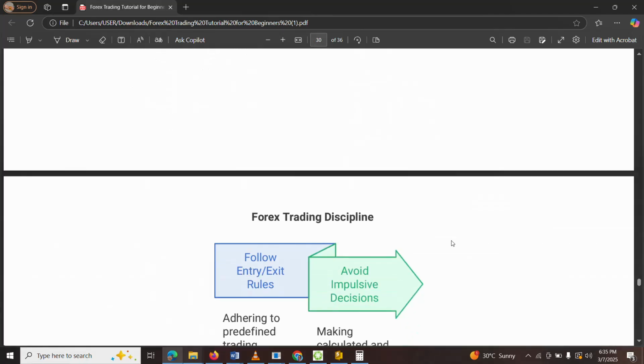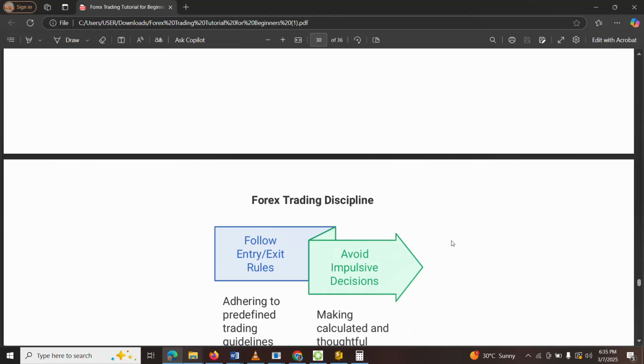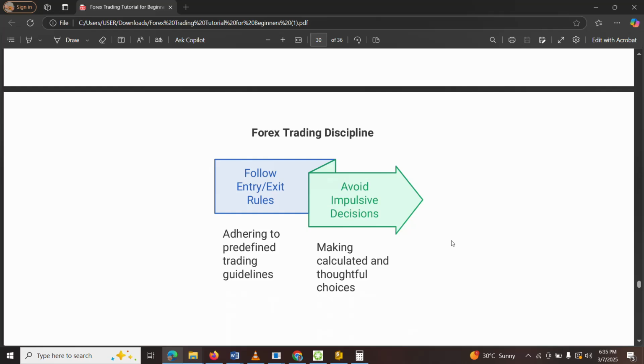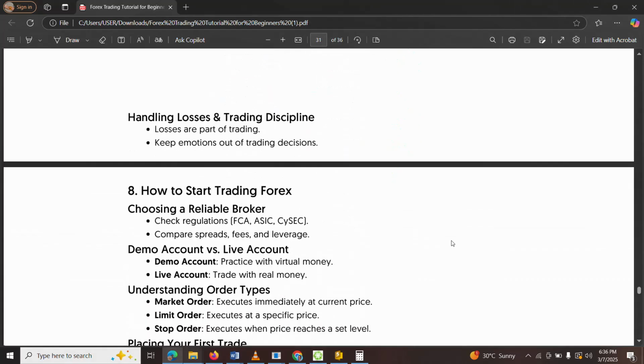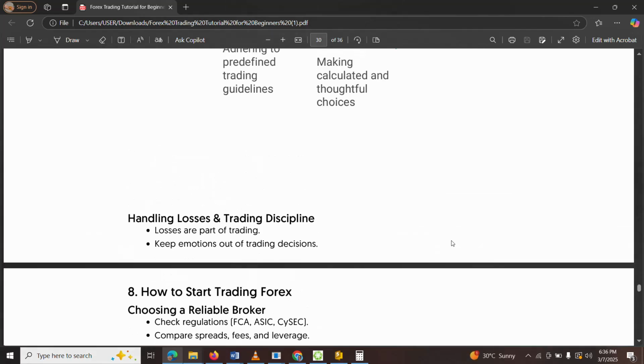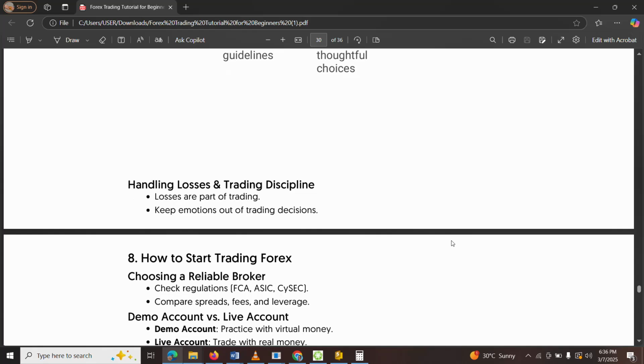Yes. You also need very, very high discipline to be able to manage your risks. So in forex, you need to adhere to a predefined trading guideline, making calculated and thoughtful choices, right? Then how do you handle losses and trading discipline? Losses are part of trading. Keep emotions out of trading decisions.